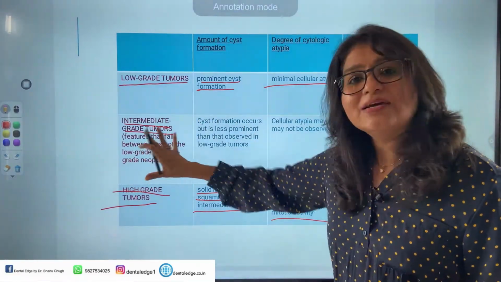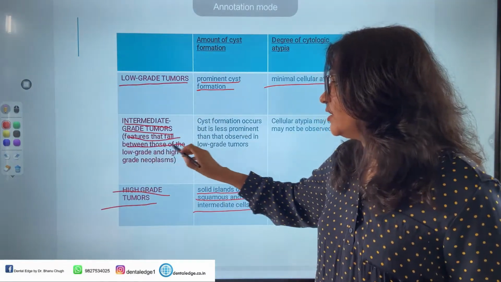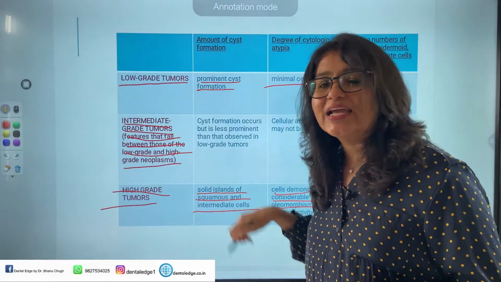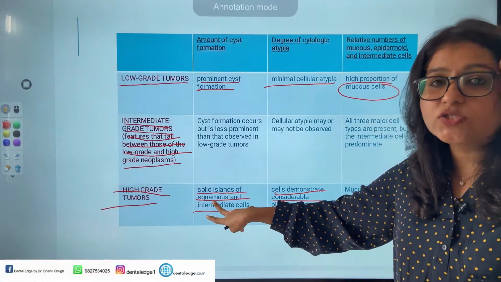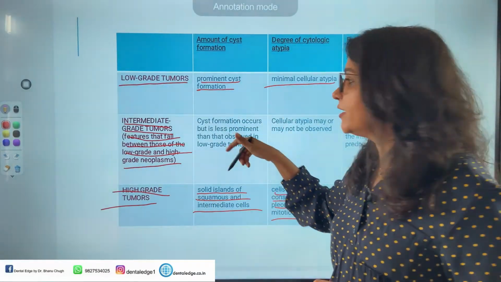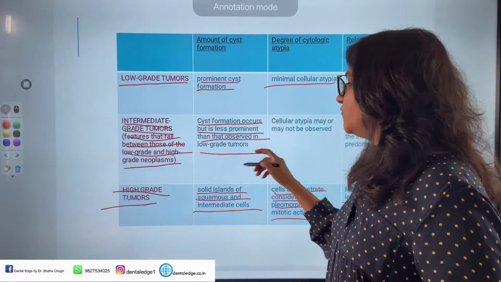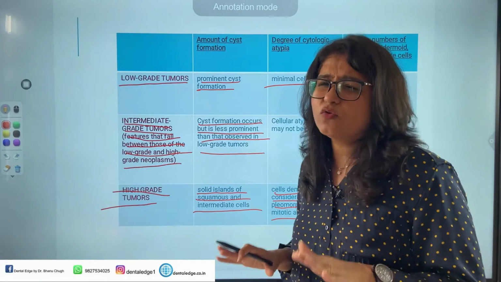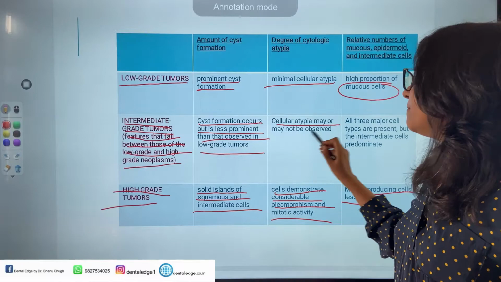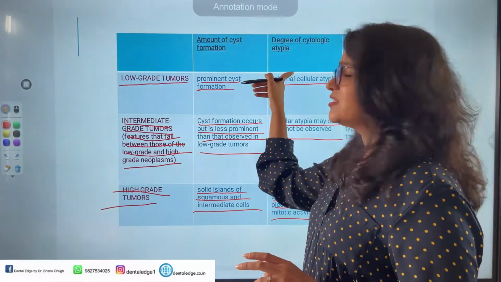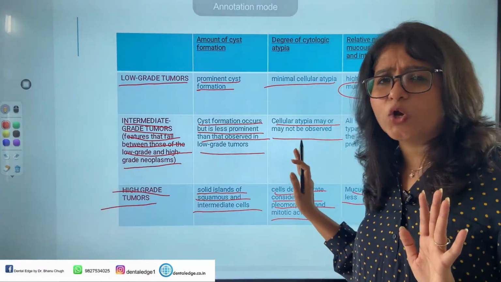Now let's see the intermediate grade tumors. They fall between these 2. So they have features that fall between those of the low grade and the high grade neoplasm. Cyst formation: in low grade it was prominent, in high grade it was minimal, there were solid islands. So in case of intermediate tumors, cyst formation occurs but is less prominent than that observed in low grade. So cyst formation is there but it is not very prominent. Then degree of cellular atypia. Cellular atypia may or may not be observed. In low grade minimal, in high grade very much cellular atypia, in this it may be present, it may not be present.